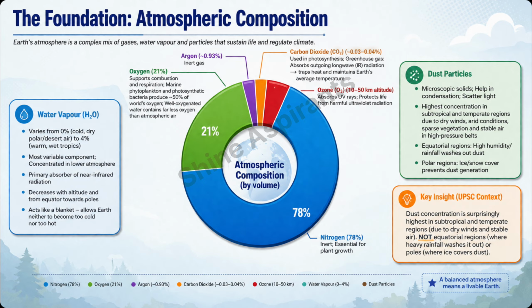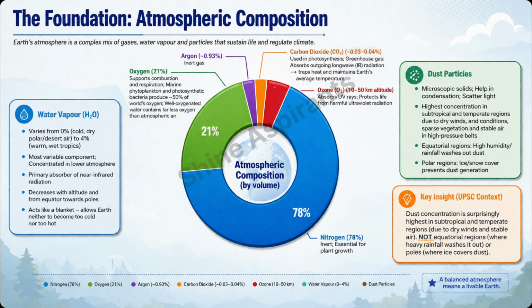Water vapor. Most variable component of the atmosphere. Varies from 0% in cold, dry polar or desert air to 4% in warm, wet tropics. Concentrated in the lower atmosphere. Primary absorber of near-infrared radiation. Key properties. Decreases with altitude and from equator towards poles. Acts like a blanket, allowing the Earth neither to become too cold nor too hot.